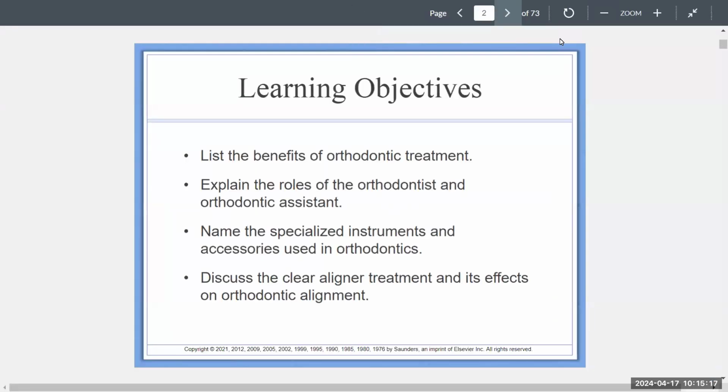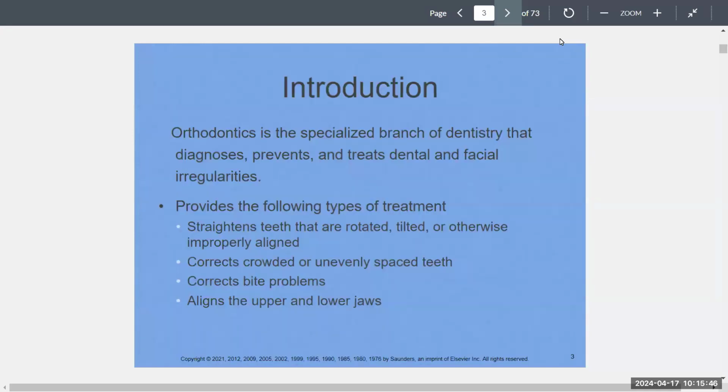Some of the learning objectives we'll be dealing with today will be talking about the benefits of orthodontic treatment and explaining the roles of the orthodontist and the orthodontic assistant as well. We want to talk about specialized instruments and the accessories we use in them. And nowadays we have a lot of clear aligner treatments going on, for example, Invisalign. So we do want to talk about clear aligner treatment and its effects on orthodontic alignment.